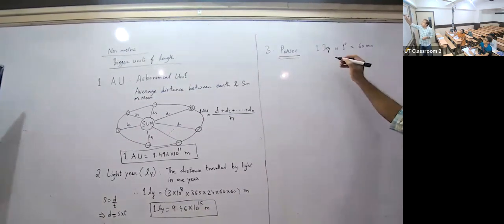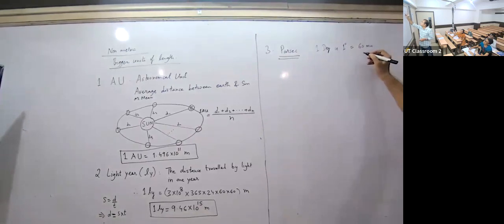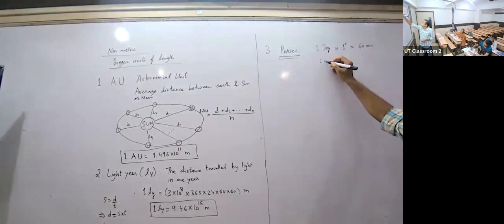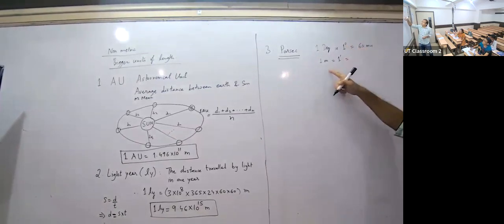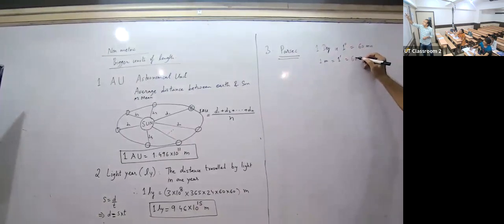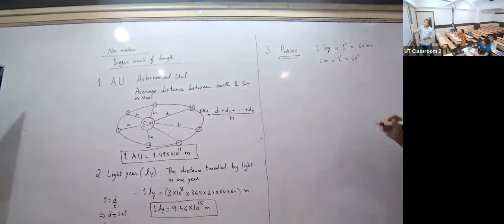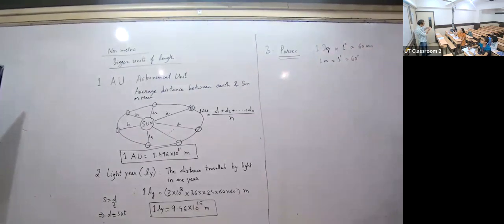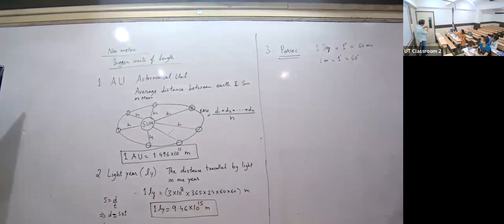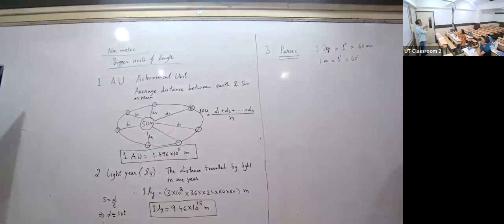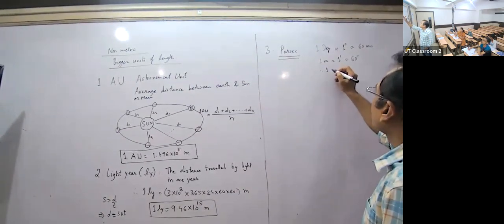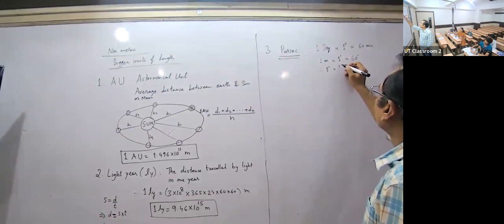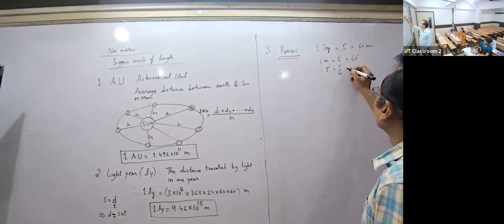And how much is 1 minute? 1 minute is written like this, just as degree is written like this. 1 minute is equal to 60 seconds. So make 60 parts of a degree, one part is 1 minute, then make another 60 parts of it. Therefore, 1 second is equal to 1 minute divided by 60.